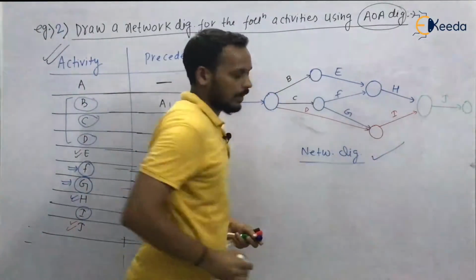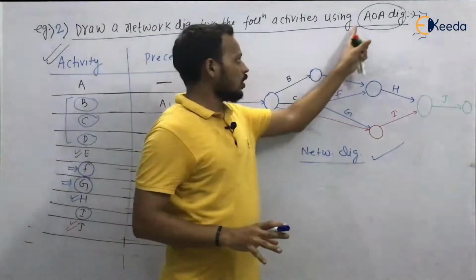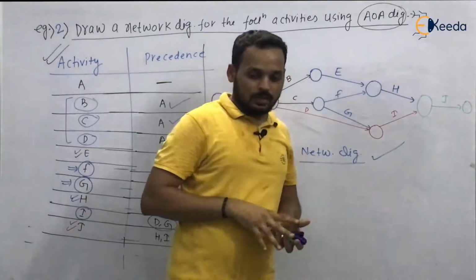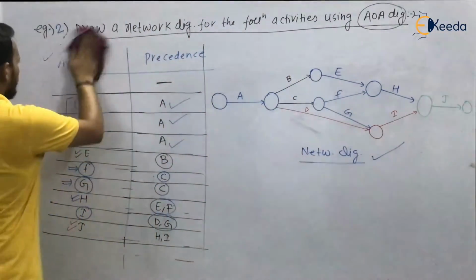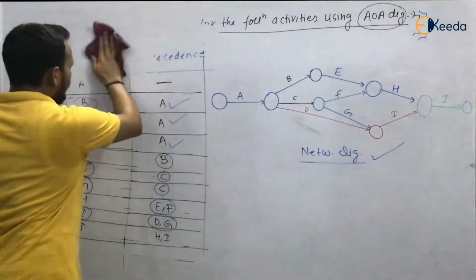And this is the correct network diagram. So we have seen two examples on AOA diagram. Now we will look at another example.